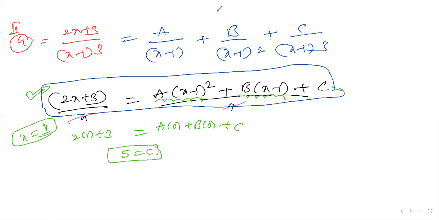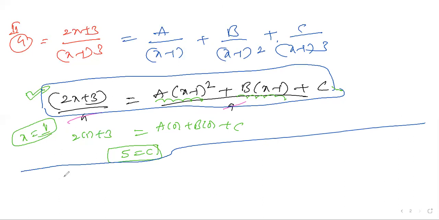But we cannot get the other values, A and B, directly by substituting numbers. We cannot expect that. There is no possibility to do it like this. For finding A and B there is no option; we have to expand both sides.